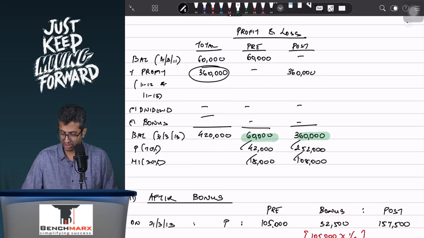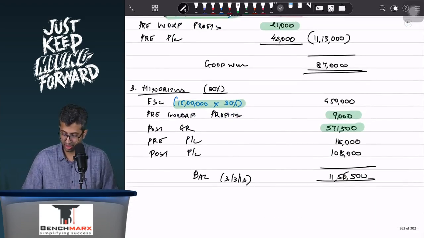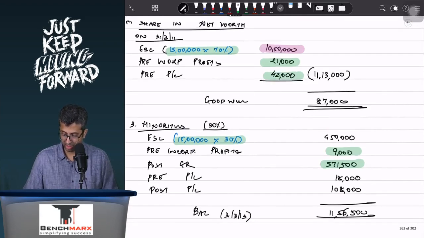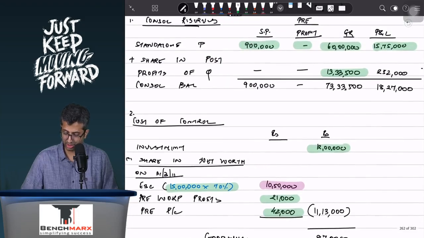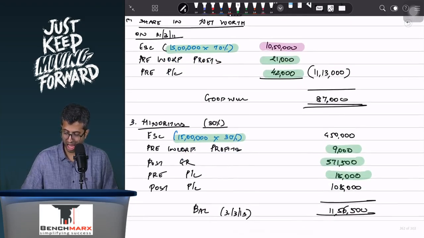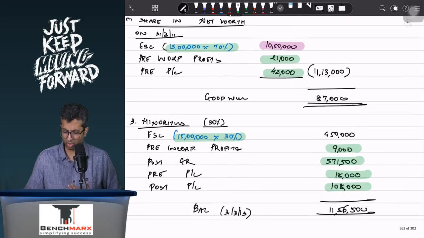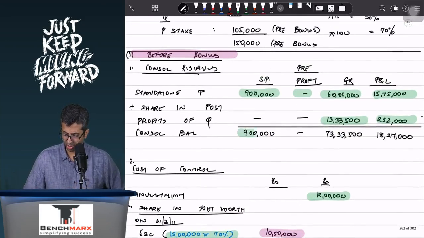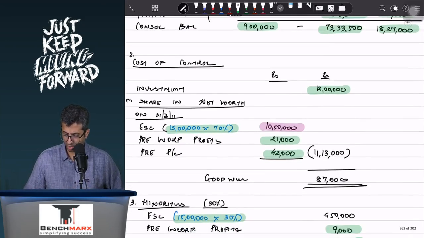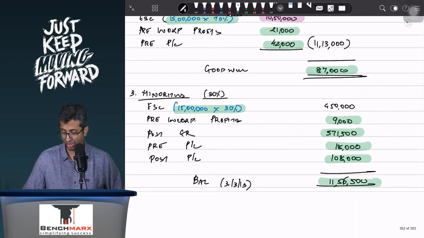Out of the 60, we will attribute 70%, that is 42,000, remaining 18,000 over here. Out of the 360 into 60%, 252, and the remaining 1 lakh 8 over here, and that's about it. So you will calculate your consolidated reserves, and you will calculate your goodwill and your minorities.